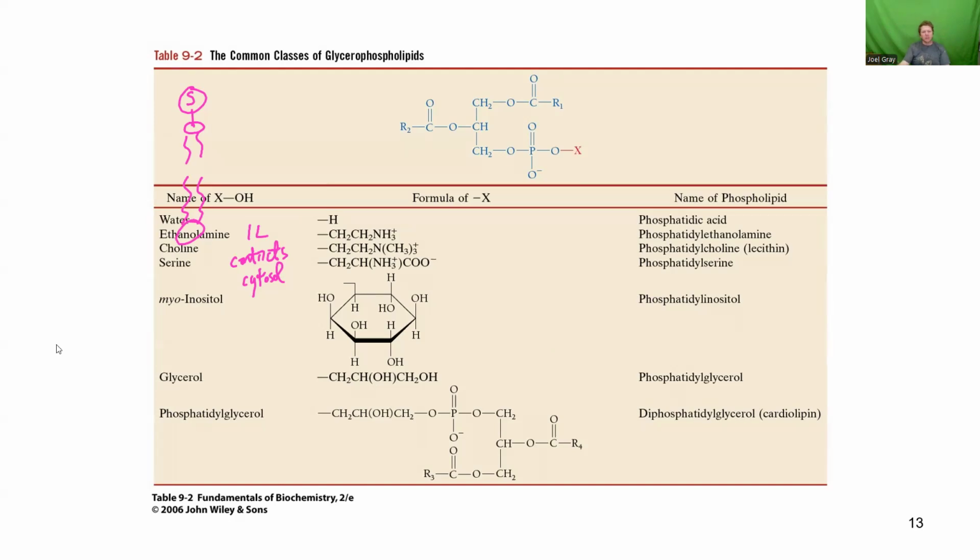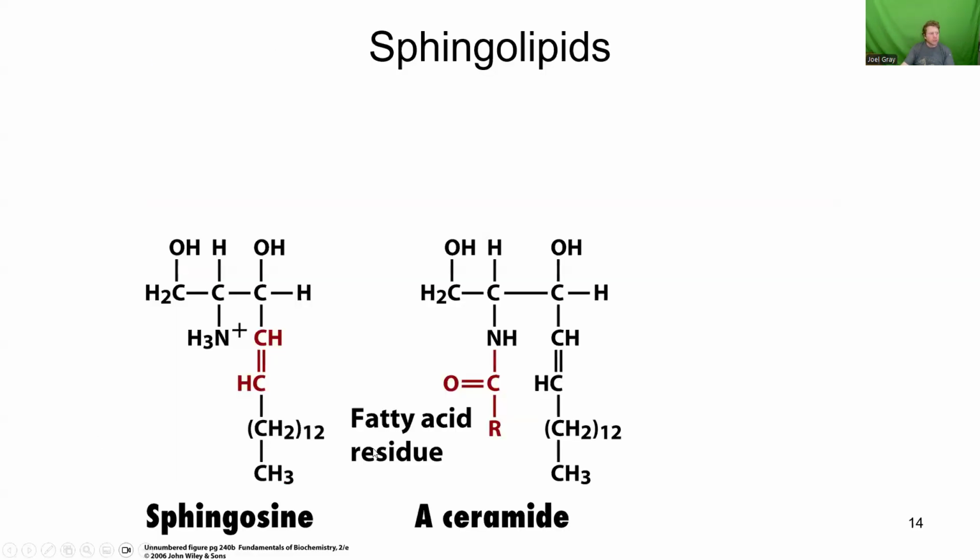So what I want you to understand about this is that all of these molecules have different chemical properties and they communicate different things to either the interior of the cell or the exterior of the cell. Now, when it comes to sphingolipids, like I said, we've got that 18 carbon backbone.